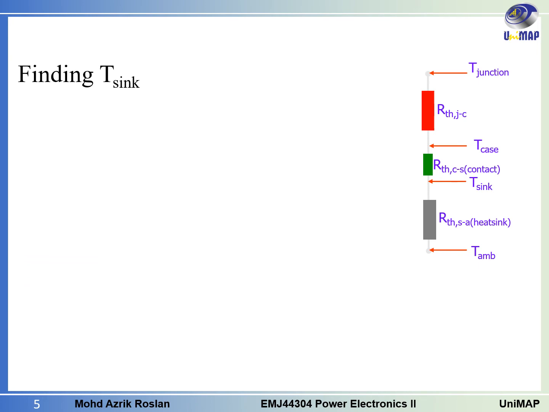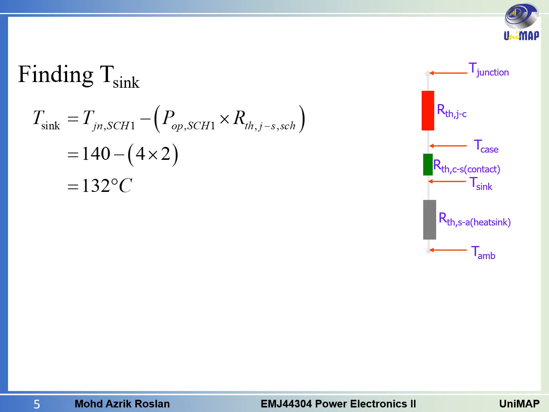Okay, and then we have to find the T sink, which is the temperature at the heat sink. Okay, because we know that the temperature at the heat sink should be the same for all the components. So now we want to find the temperature at the heat sink based on the value that we get from the Schottky 1. So we have to use this equation.